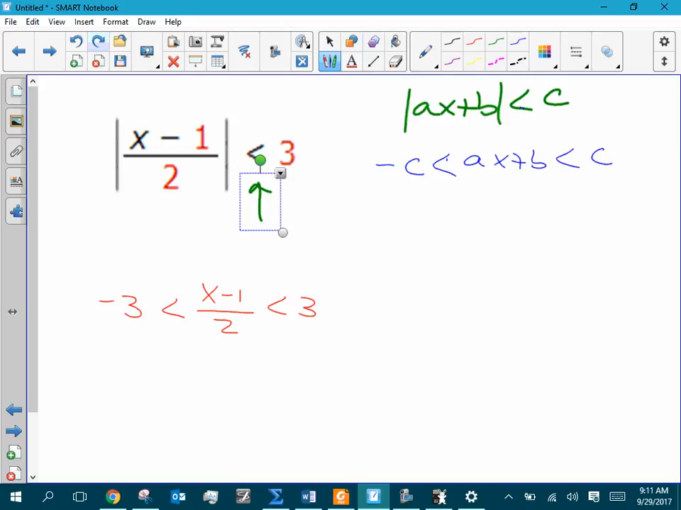Or you can read it from the middle and then move your way out. x minus 1 over 2 is greater than negative 3, or x minus 1 over 2 is less than 3. Not or, but and. Does that make sense? So a couple different ways you read that.